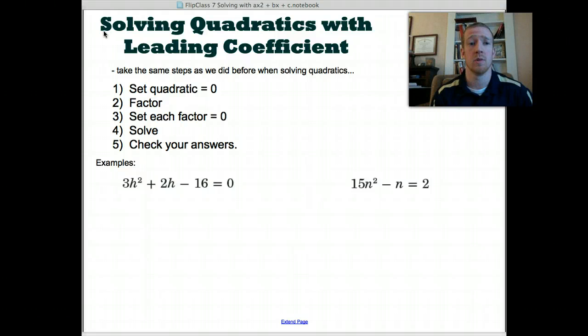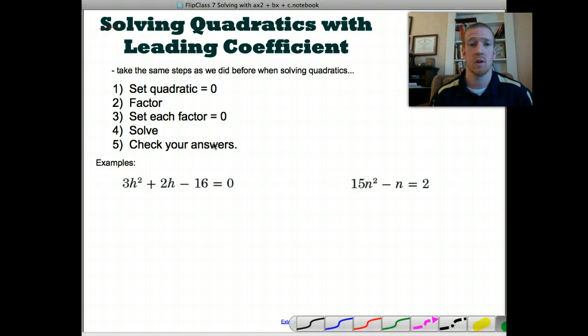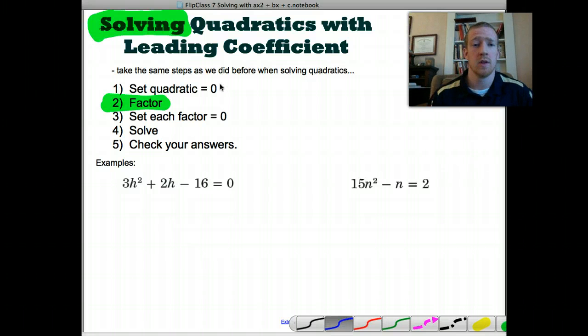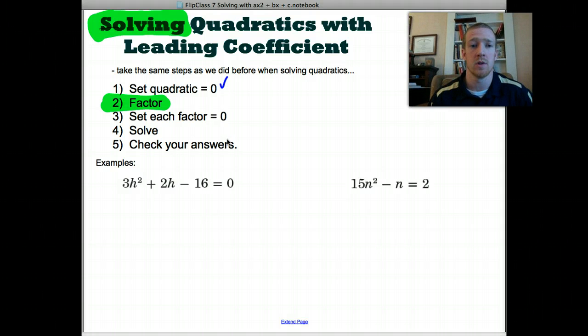Alright, the difference here is we actually need to get an answer. So, first, to solve these kinds of problems, we set it equal to 0, and we're going to factor. Factoring is what makes this part possible, and then the next part is really easy, because solving each factor set equal to 0 is simple. Solve them, and then you've got to check your answers.